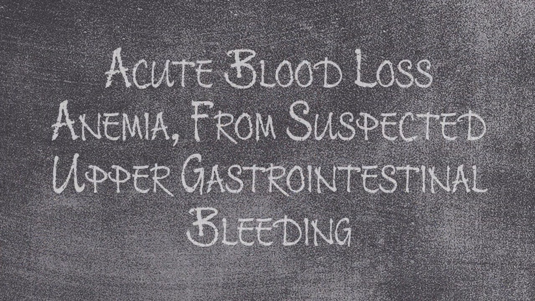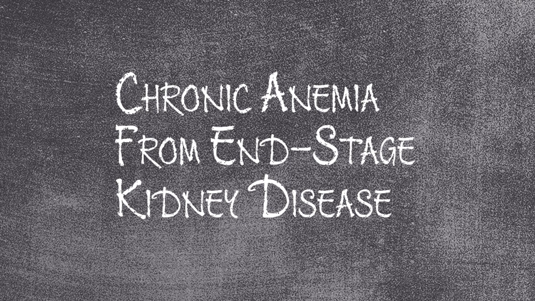Now, for some examples of complete and accurate documentation of anemia. The first would be acute blood loss anemia from suspected upper gastrointestinal bleeding. Another would be chronic anemia from end-stage kidney disease.